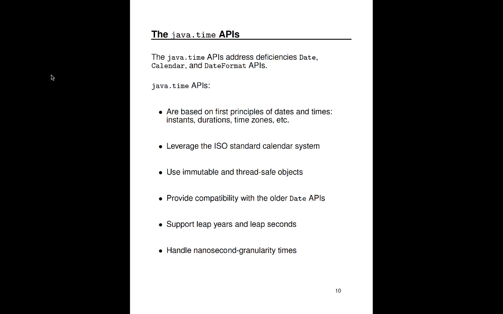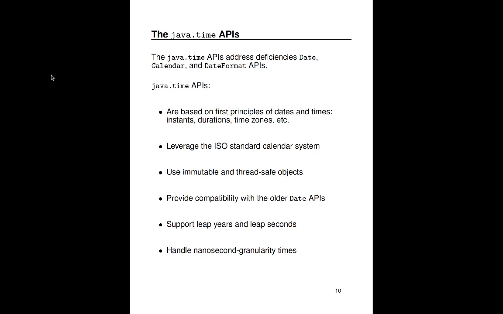The APIs we just saw, java.util.Date, Java text date format, calendar, etc., were really great. They get the job done pretty well. However, over time, there were some deficiencies discovered in what these APIs do and what they can't do. The Java API authors introduced a new package called java.time that addresses many of these deficiencies. First off, the java.time APIs are based on what we can think of as first principles when it comes to working with dates and times.